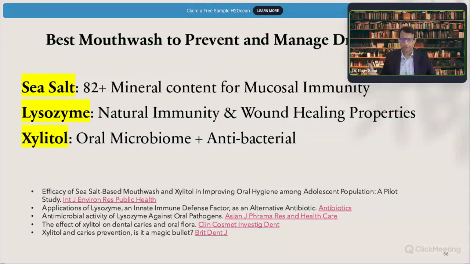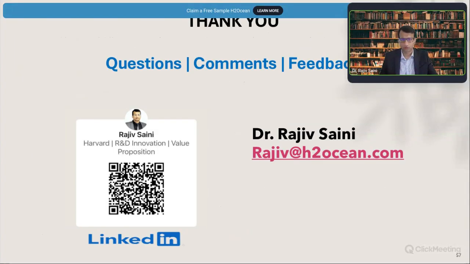Best mouthwash to prevent dry socket: many people ask me. If you have a mouthwash that has a combination of sea salt, lysozyme, a natural antibacterial, as well as xylitol, all these together work synergistically in a beautiful way to provide all the therapeutic effects required for a healing surgical site. And that's what we are looking for.